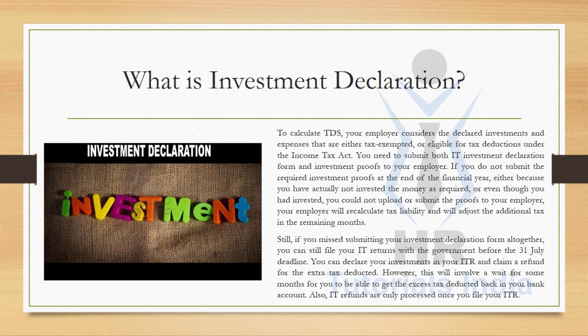There is a chance for an employee to file the income tax returns to the government or the income tax department before 31st July, which is the deadline for that specific financial year. They declare investments in the ITR and claim a refund for the extra tax deducted and paid to the income tax department. However, a refund claim involves a waiting period of a few months to get the excess tax deducted back into their respective bank accounts.